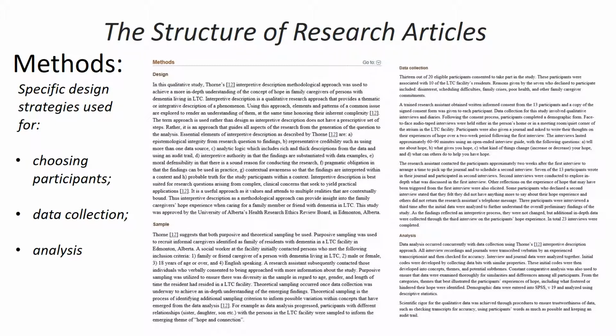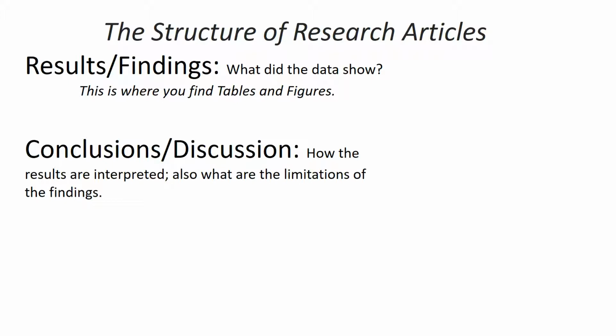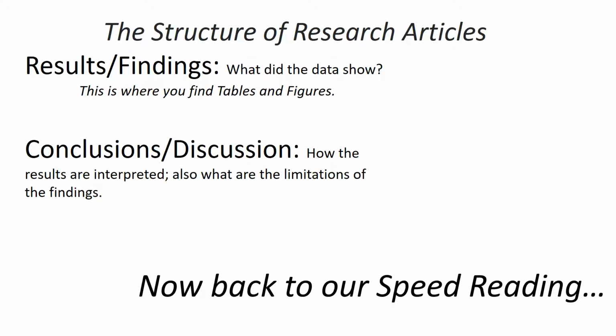After the methods section then, there's the results and findings, which shows what data they had, and they usually put the figures and tables in this section as well. The final section of a paper is the conclusions or the discussions. And they look at how the results were interpreted and also look at what were the limitations of the findings. So this is the structure of articles.